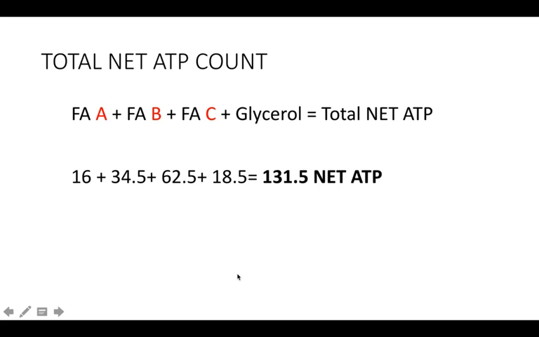So our total net ATP count for the first fatty acid, we got 16. Second fatty acid 34.5, 62.5 from the third, and then your glycerol is 18.5. So we get a net ATP of 131 for that fatty acid I made up there.